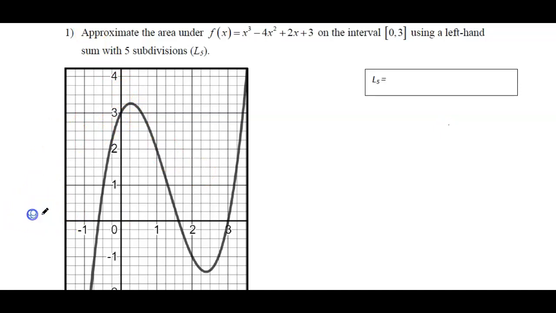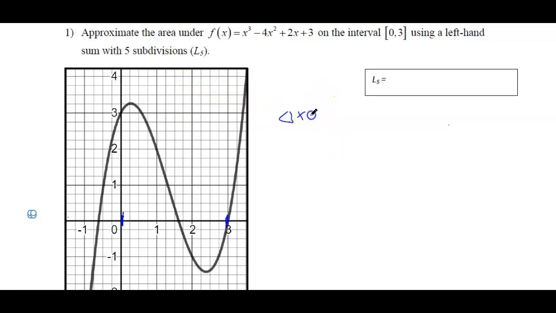All right, so what I'm going to try is right here at 0, we're going to start, and 3, we're going to end. And I want to use 5 subdivisions. So we want to break this up into 5 equal parts. So the first thing you'll usually do on these is you'll go ahead and compute out your delta x.